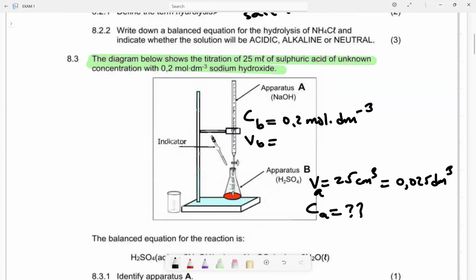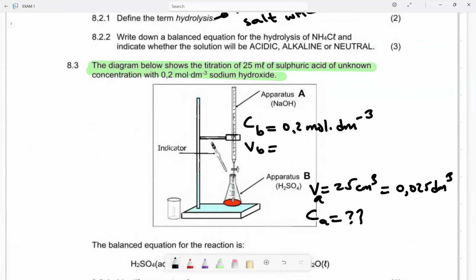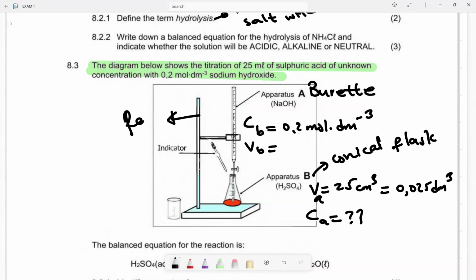Identify the apparatus A. Apparatus A is now a burette. Remember, this is a burette. This is a conical flask or Erlenmeyer flask. This is a retort stand. This is a pipette.